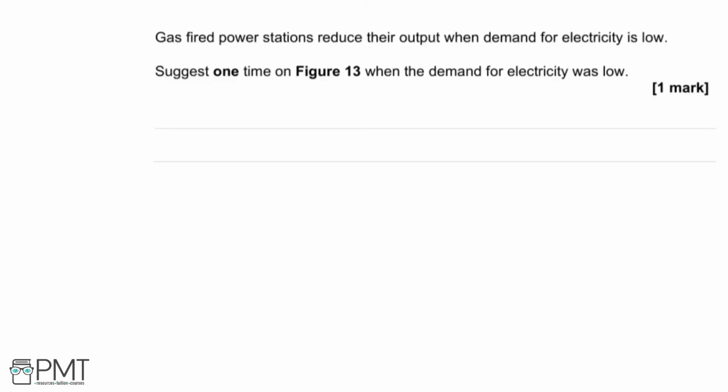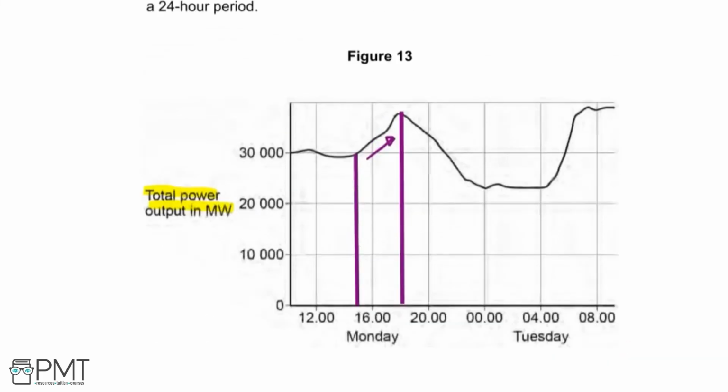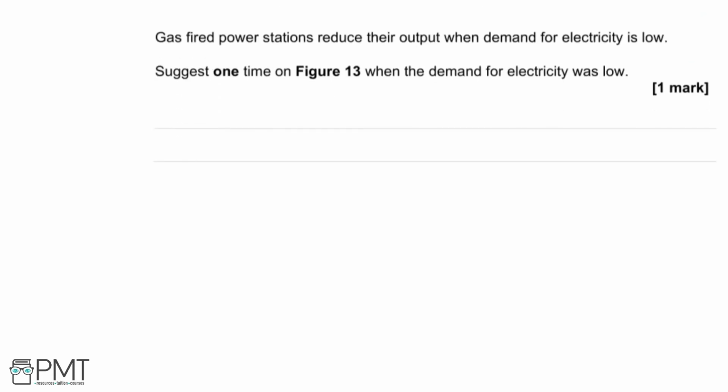Gas-fired power stations reduce their output when demand for electricity is low. Suggest one time on figure 13 when the demand for electricity was low. So if we look back at the graph, you can see one point where the demand for electricity, or the total power output, is low is here. If we draw that back onto the x-axis, we can see that this is this time here. So demand for electricity was low at this time, or midnight.